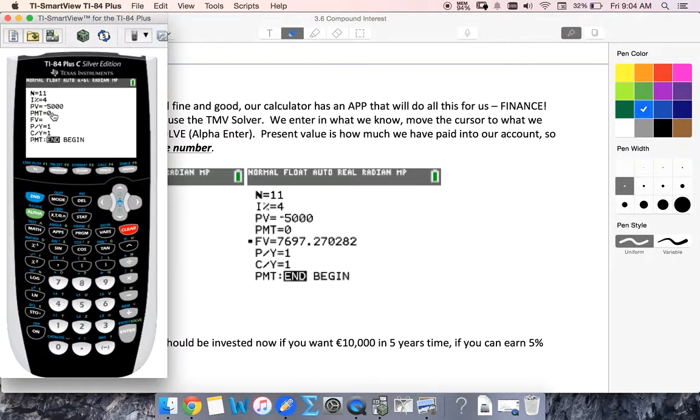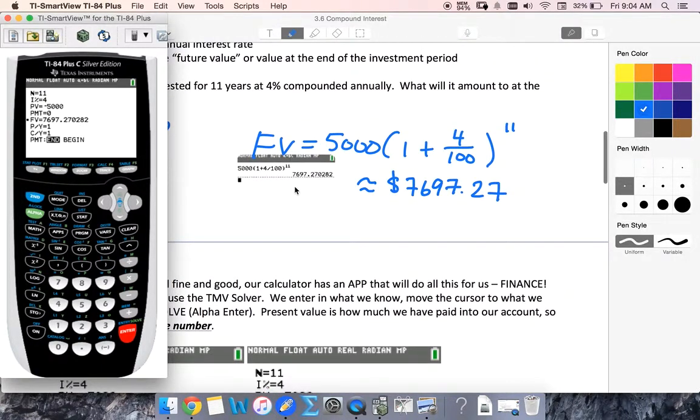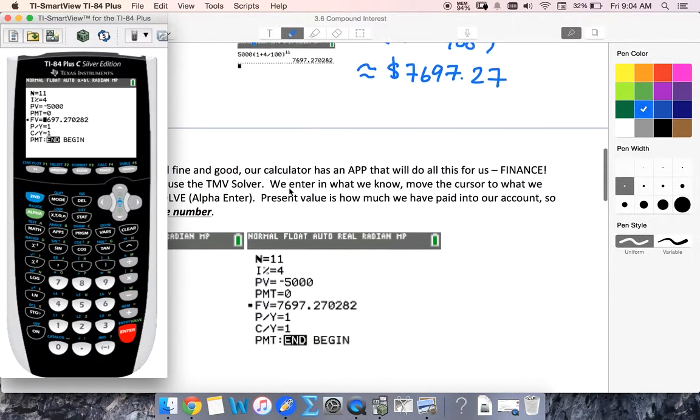I'm not making any payments. My future value is what I don't know. And it's compounding and I'm getting paid one time a year. So that's what those ones are there. Payments per year, compounds per year. So my future value I don't know. So I want to hit solve down here. That's in green. So I'm going to push alpha, solve, and it fills in my future value, which is the same that I got when I typed in the whole equation in my calculator.